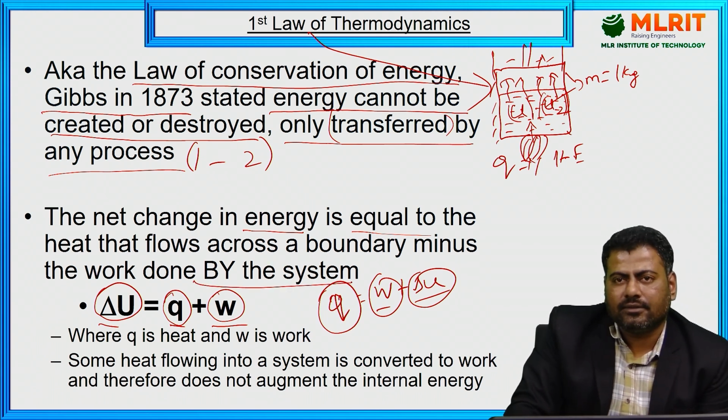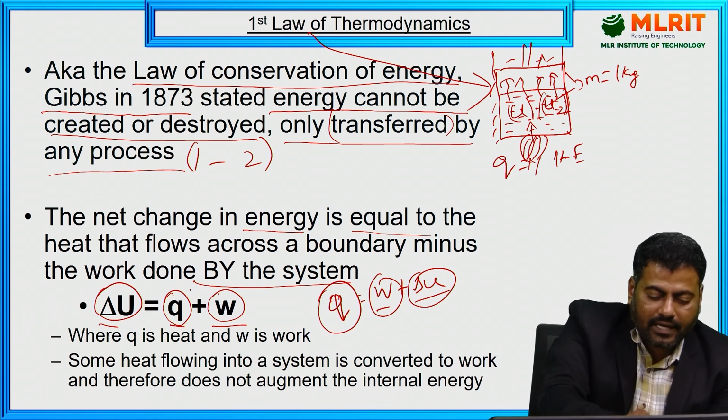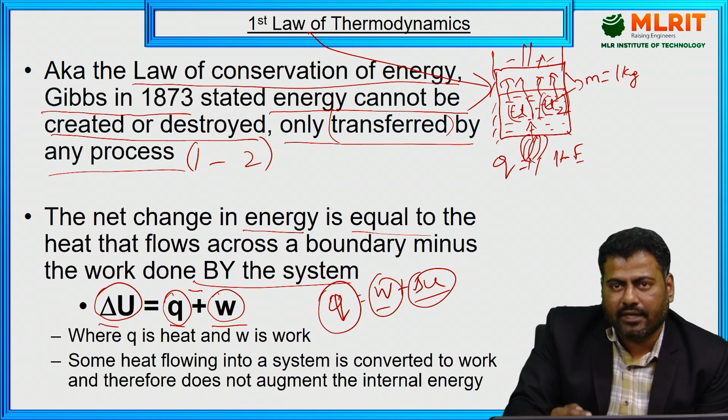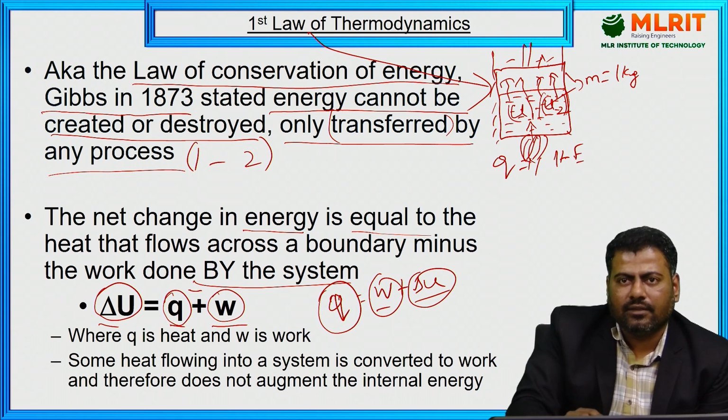In the slide they have given, here also they have considered that heat is added to the system. If heat is added to the system, then obviously the heat flows across the boundary. Got it? So the condition gets satisfied. So this is the law of conservation of energy.